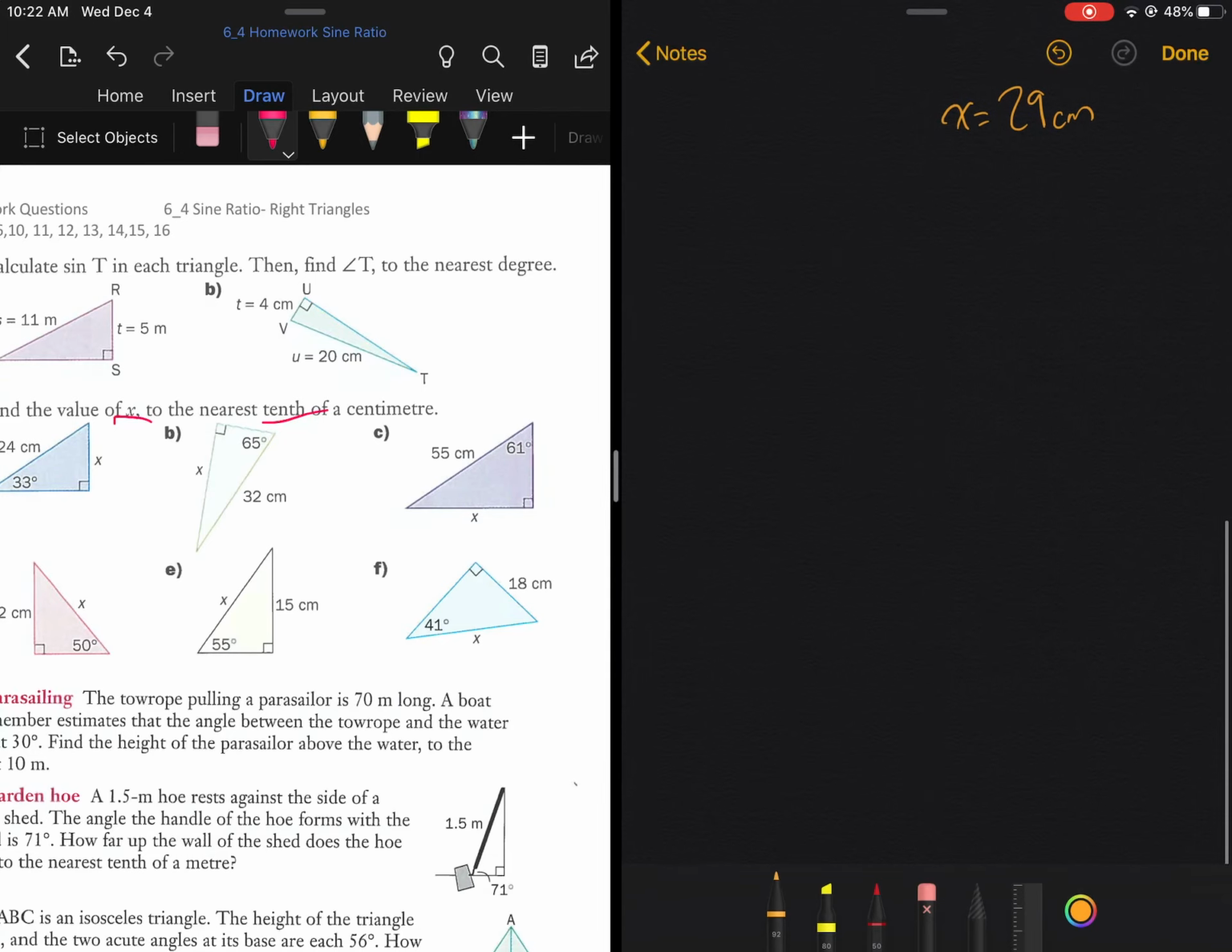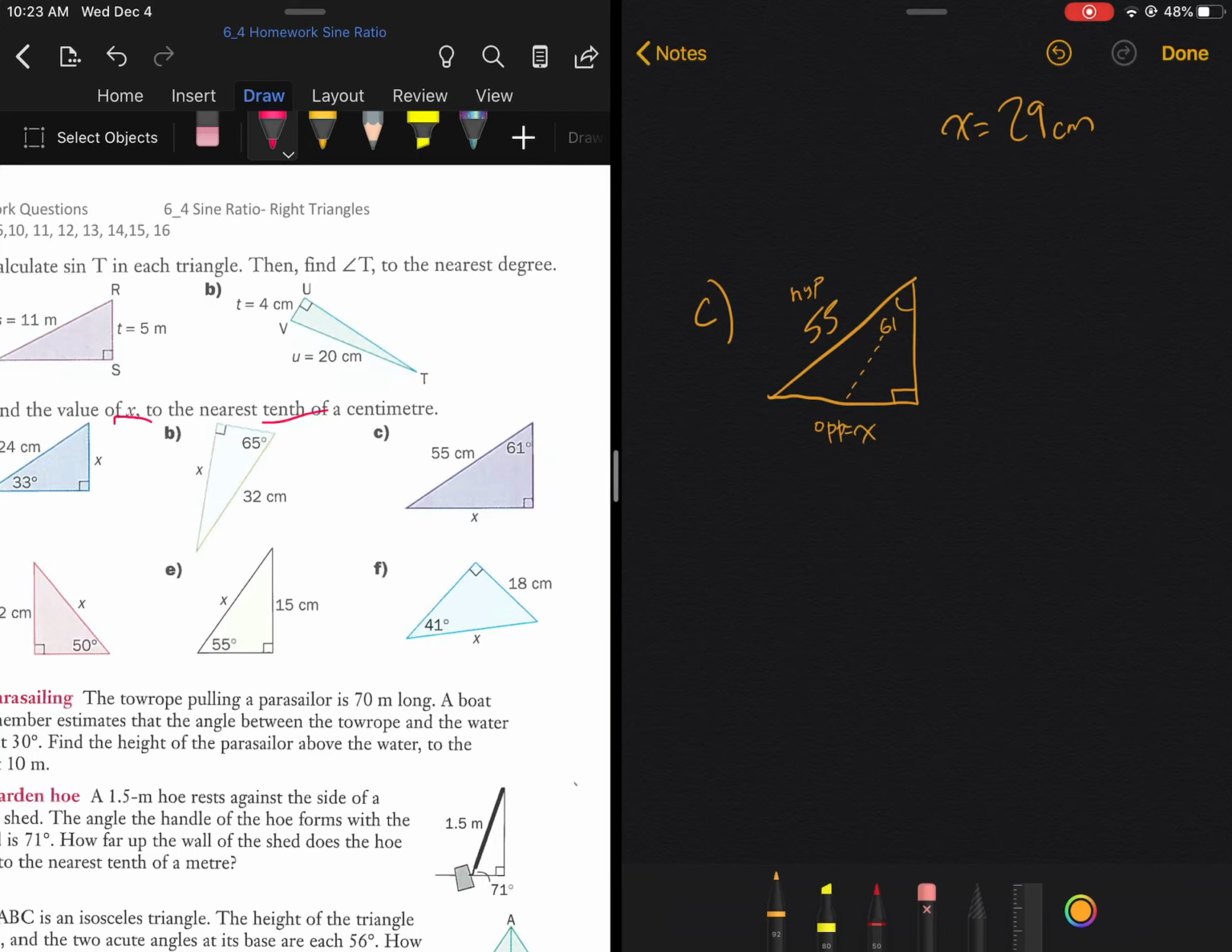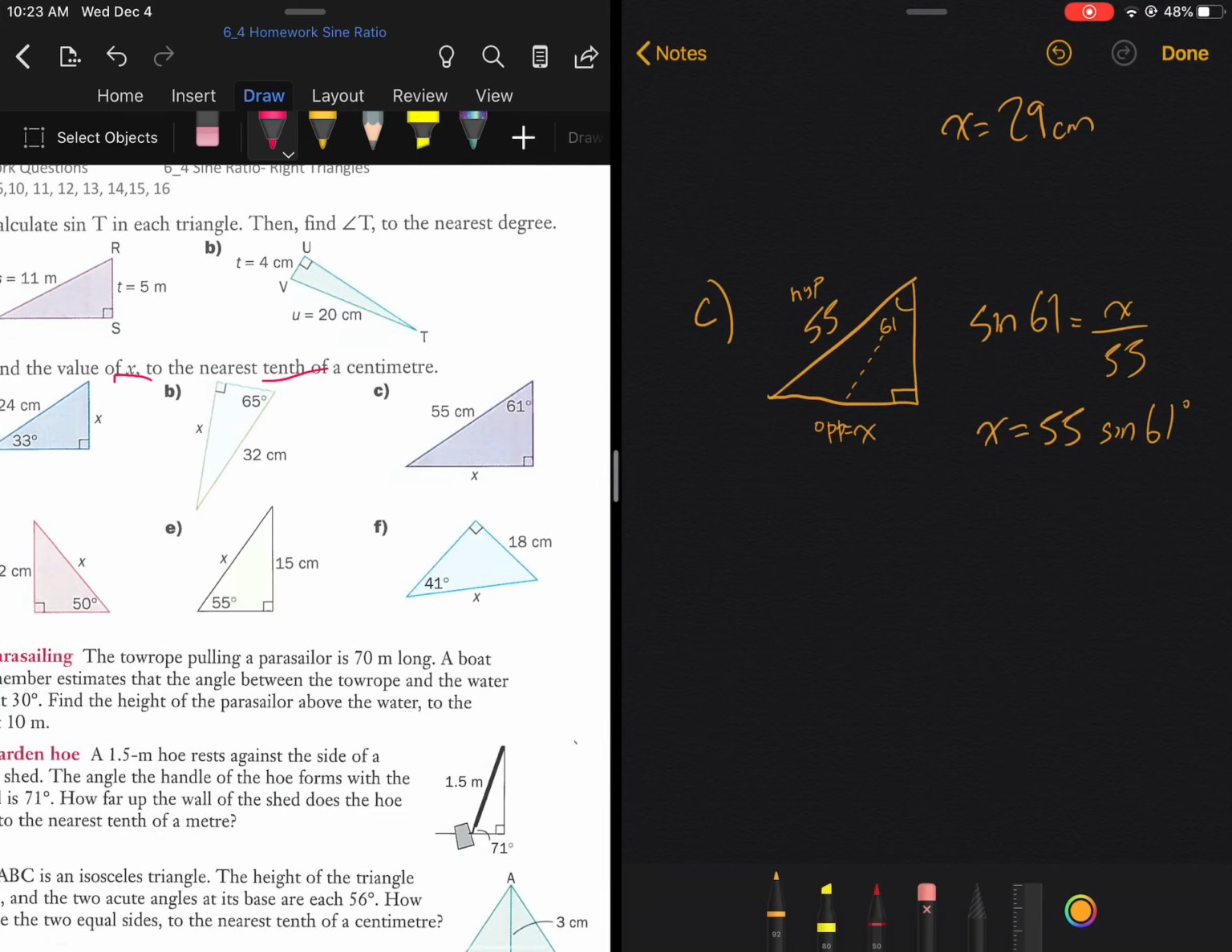Let's find C. That's my hypotenuse here. This is opposite of 61. Opposite of 61 is x. Sine of 61 equals opposite x over 55. Once again, x equals 55 times sine of 61 degrees.